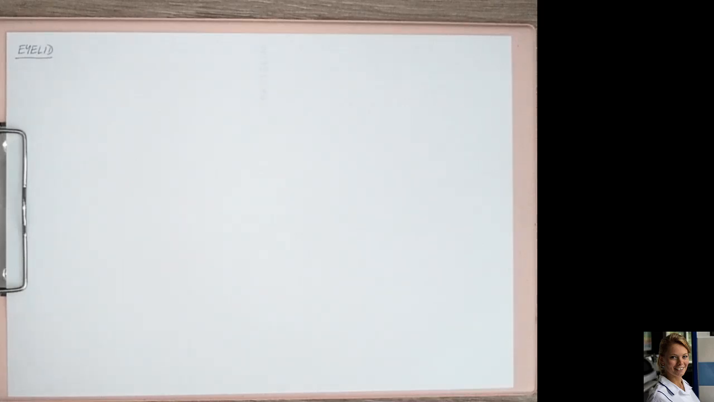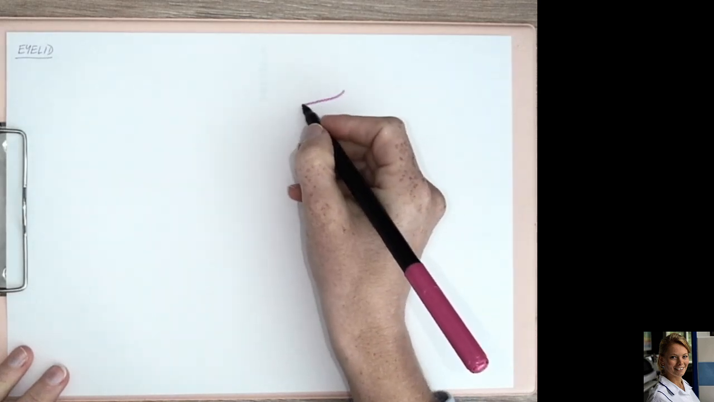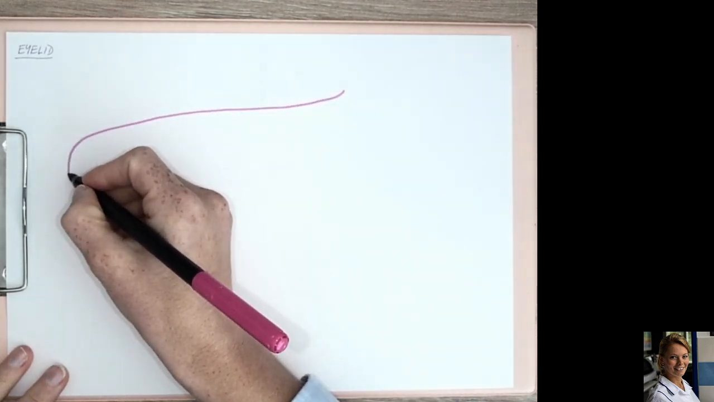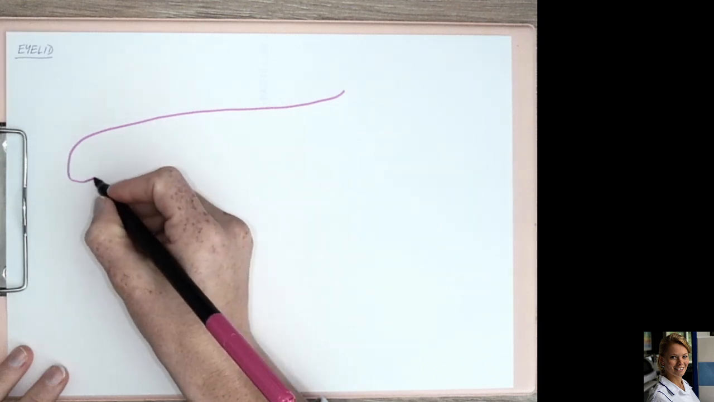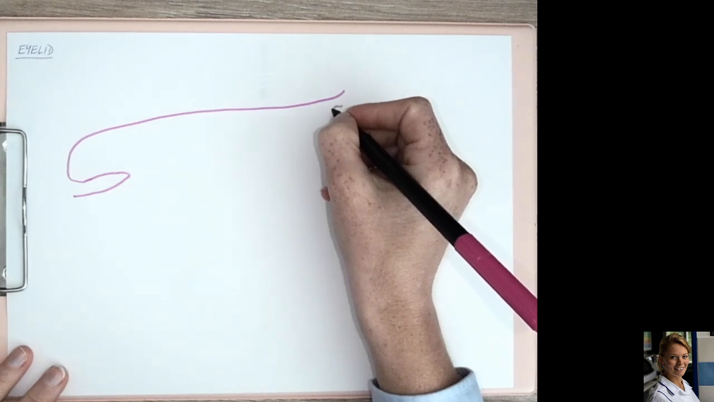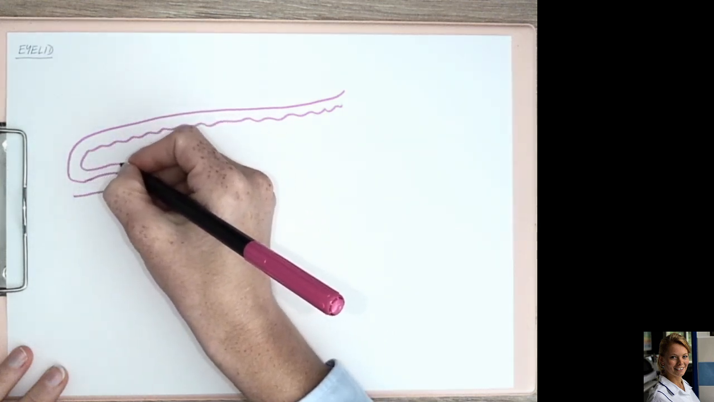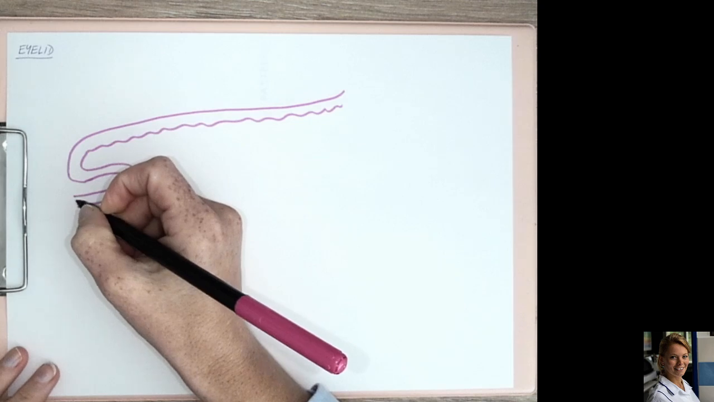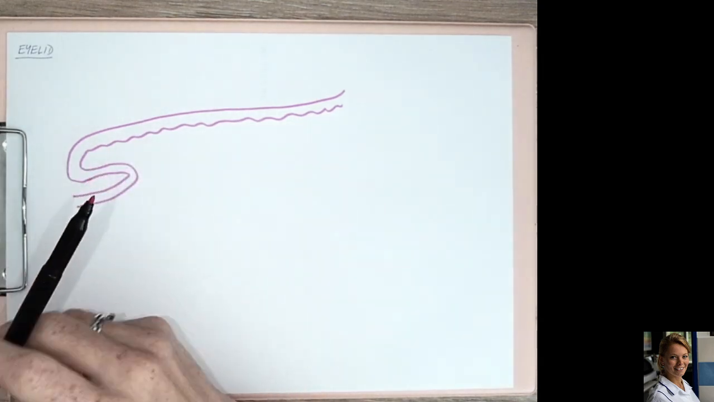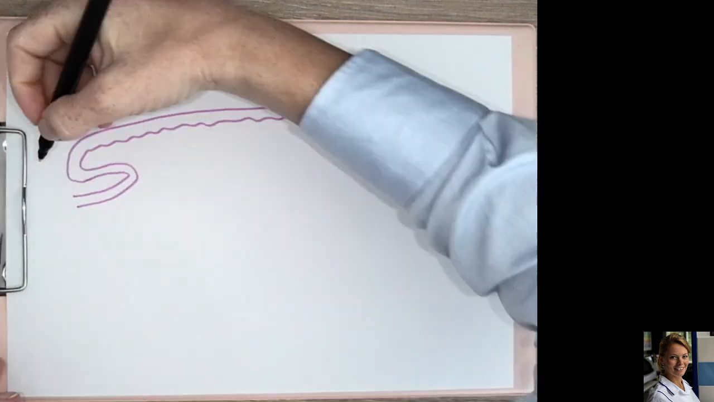Hello everyone, in this video we will draw and label the scheme of the eyelid. The anterior palpebral surface is covered by thin skin. The epidermis consists of stratified squamous keratinized epithelium with papillae. In the underlying dermis, there are hair follicles with eyelashes.